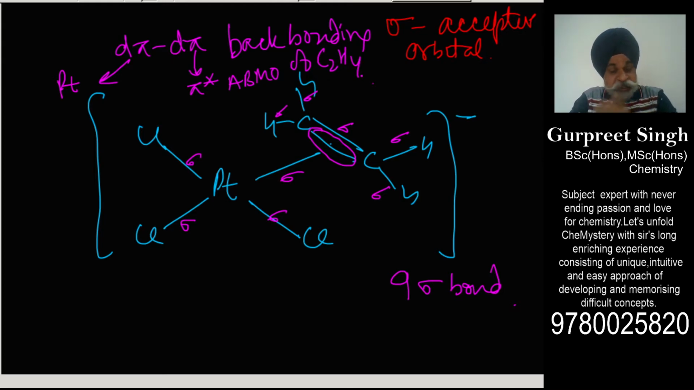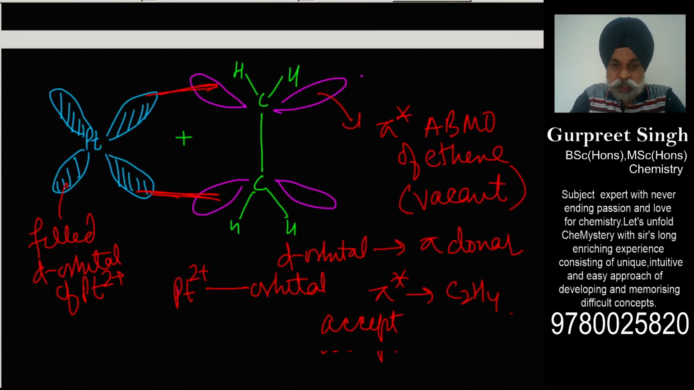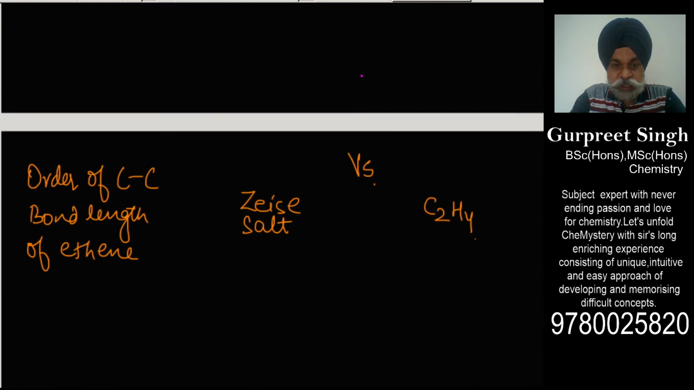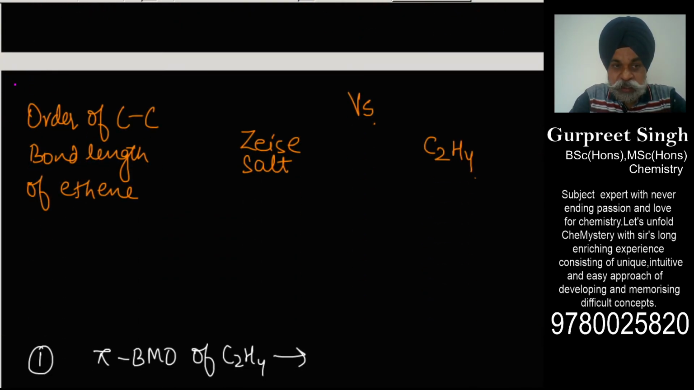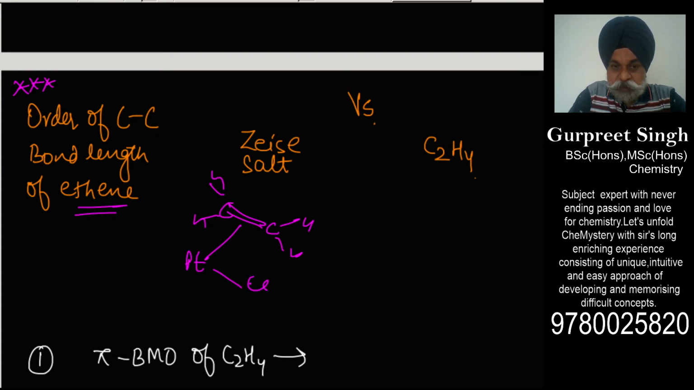And this concept in a way also suggests one more interesting question, another very important question which can be generated out of here: the order of CC bond length in ethene in Zeise salt versus the ethene itself. So what would be the bond length of ethene in this complex versus the ethene itself? So what do you think the answer would be?